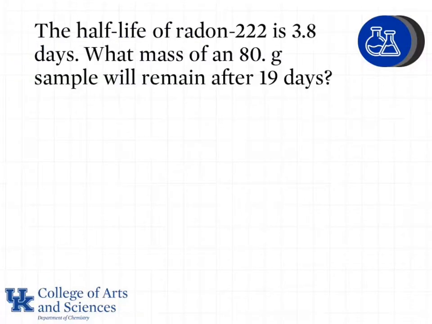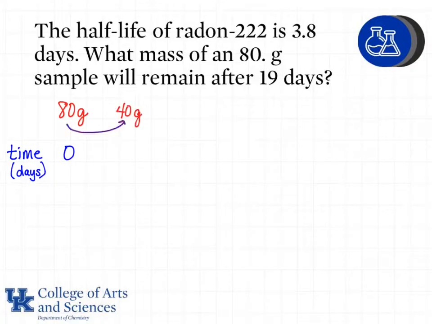The half-life of radon-222 is 3.8 days. What mass of an 80-gram sample will remain after 19 days? We're going to start with 80 grams, and this is the amount that's present when time equals 0. After one half-life, we will have 40 grams of sample remaining, and this will occur at 3.8 days because that's the half-life of radon-222.